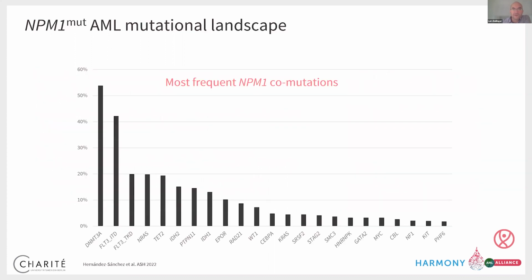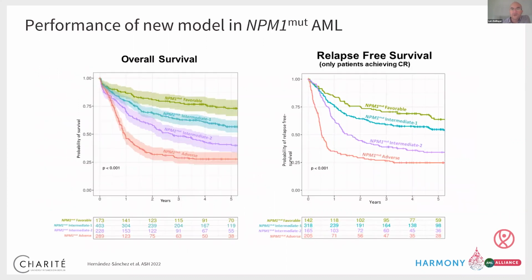And then what were the most frequent NPM1 co-mutations? Again, DNMT3A, FLT3, as expected from other studies. And now you can see how the analysis looked when you take additional co-mutation patterns into account. You can further substratify AML patients with NPM1 mutations into different outcome groups.